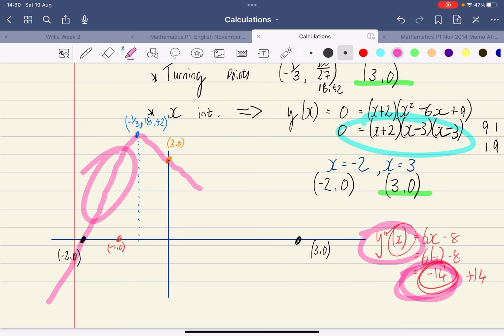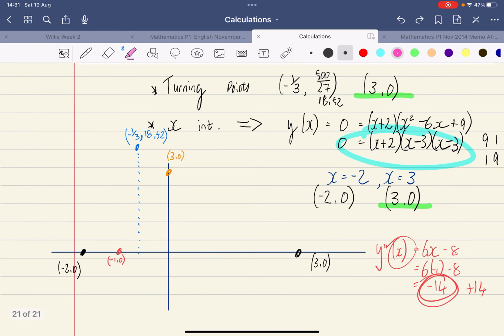So if you're ever unsure about how your graph looks next to points, like the x-intercept or the turning points, just take an x value in between those points, plug it into the second derivative. If it's a minus, your graph is increasing at that point. If it's a positive, your graph is decreasing at that point. So just some useful theory to know there.